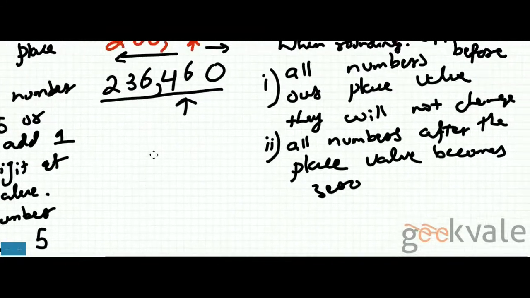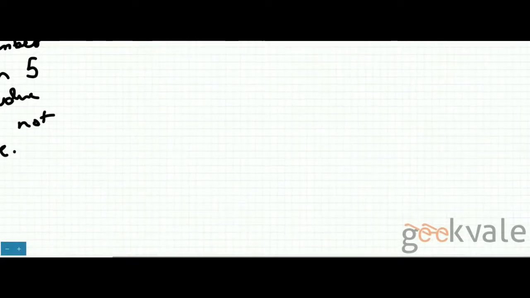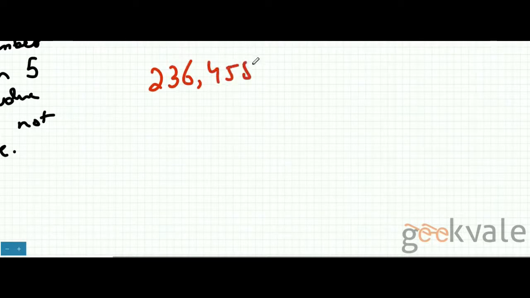The similar number 2, 3, 6, 4, 5, 8. Now if you understood the concept, you must be able to do this one. Round it to the nearest 100.